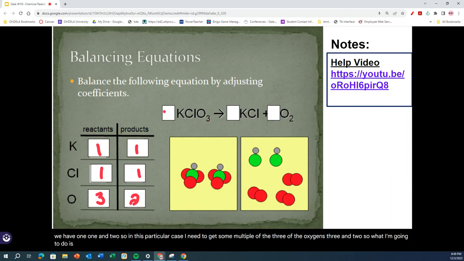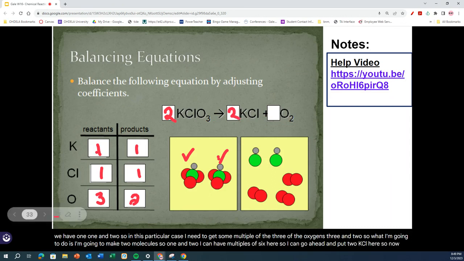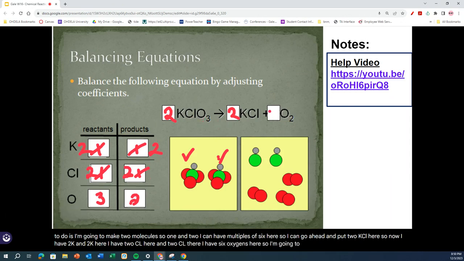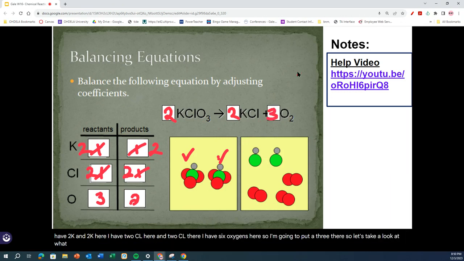So what I'm going to do is make 2 molecules, so 1 and 2. Now I can have multiples of 6 here, so I can go ahead and put 2 KCl here. So now I have 2K and 2K here. I have 2Cl here and 2Cl there. I have 6 oxygens here, so I'm going to put a 3 there. So let's take a look at what this video shows us.